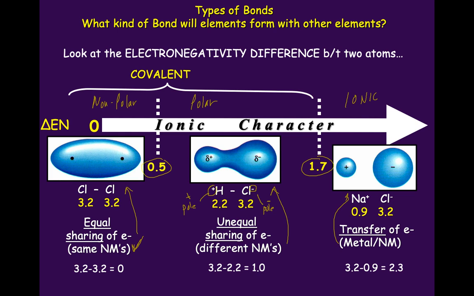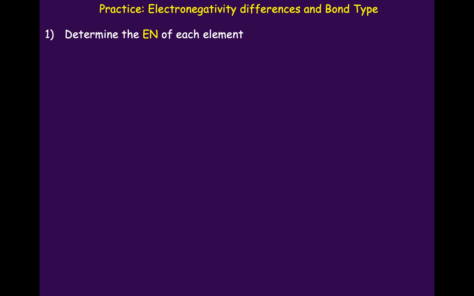Really important. So how do you actually do this? We can review this a little bit. To practice this, we're going to determine the electronegativity of each element. You can look that up in the table. Again, you can use Table S. You're going to find the difference in electronegativity.